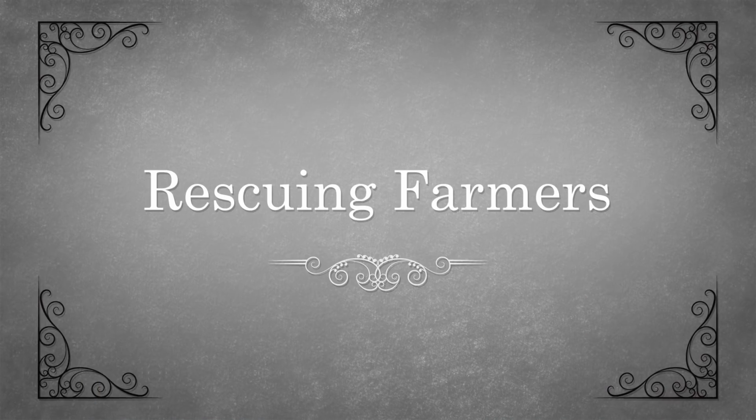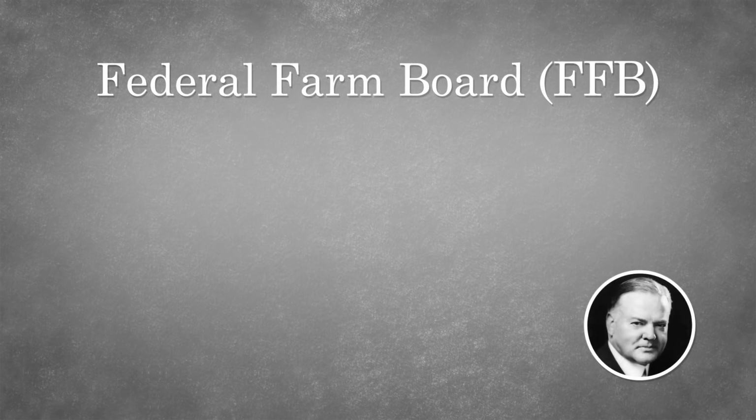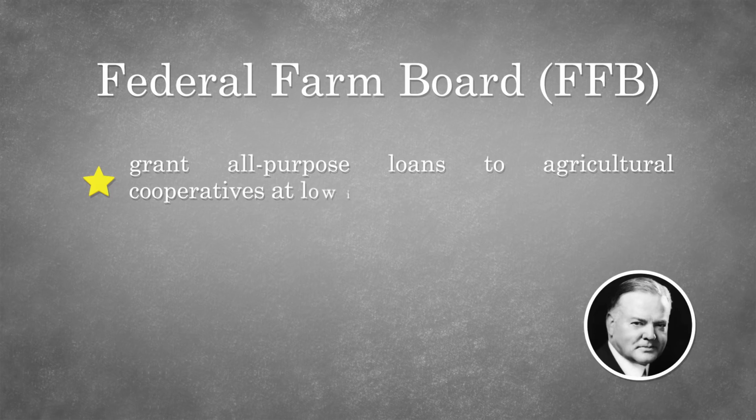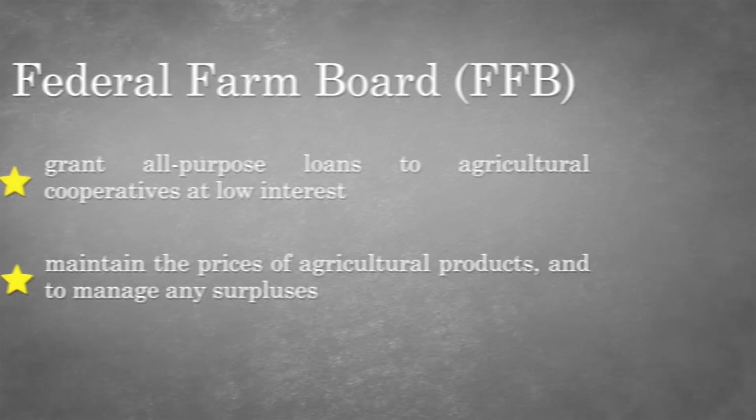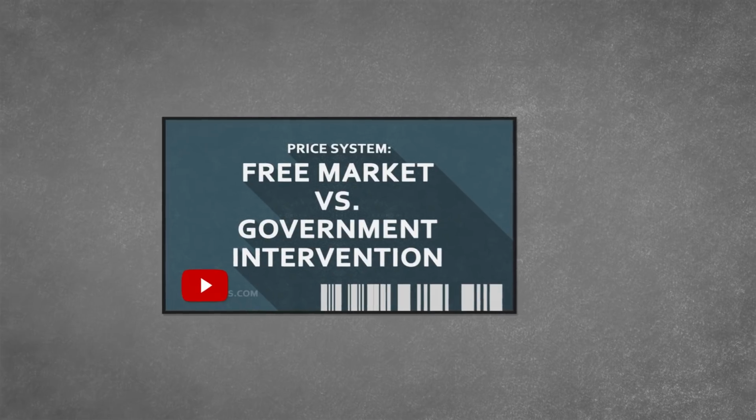Rescuing farmers. Hoover fulfilled one of his election promises by creating a Federal Farm Board, or FFB. Its aim was to grant all-purpose loans to agricultural cooperatives at low interest in order to maintain the prices of agricultural products and to manage any surpluses. You have already learned the results of such a policy from our video on the price system.